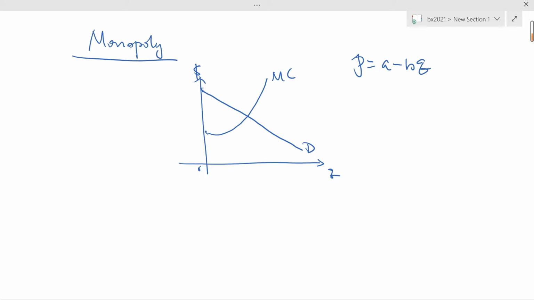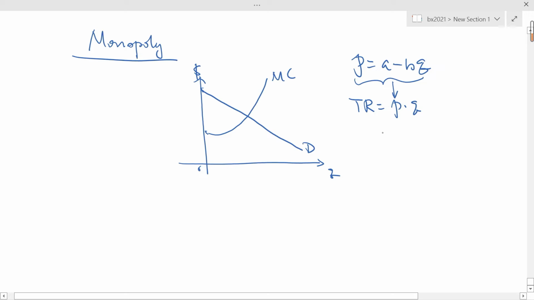The task we want to solve for is to decide how many units of output I should produce so that I can maximize my profit, and what price I should charge. We have marginal cost. Let's look at marginal revenue. Total revenue is equal to price times quantity, and plugging in the inverse demand, we get A minus BQ times Q, which is AQ minus BQ squared.